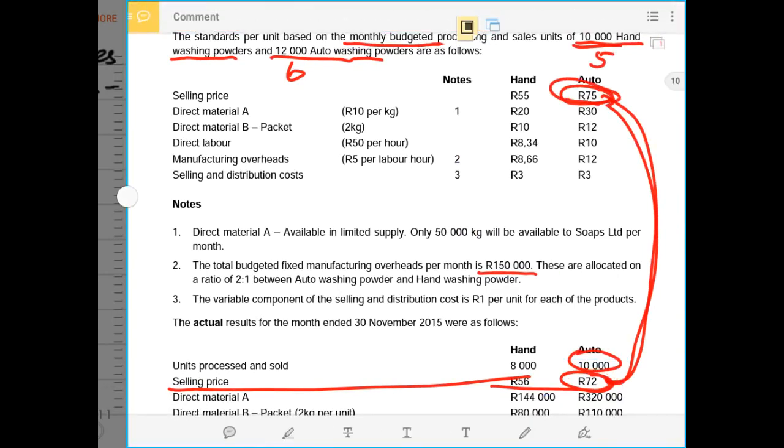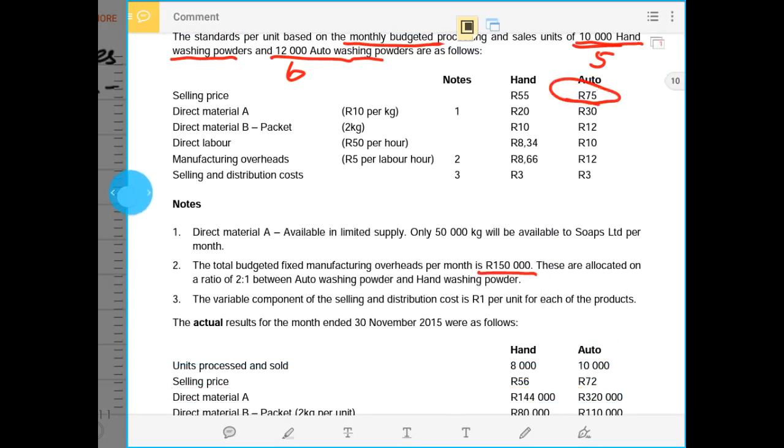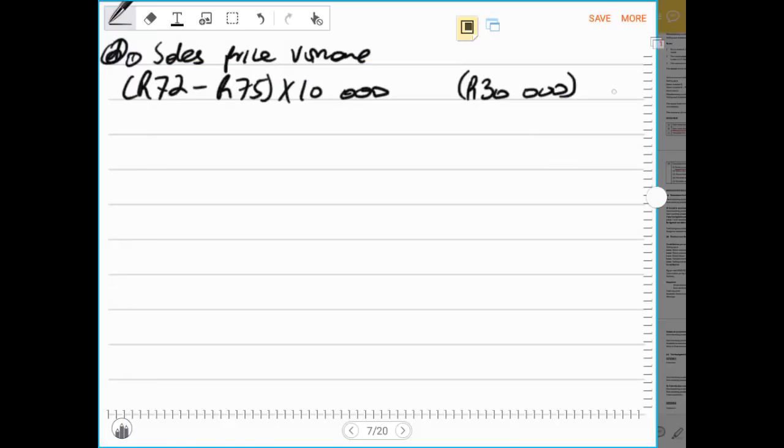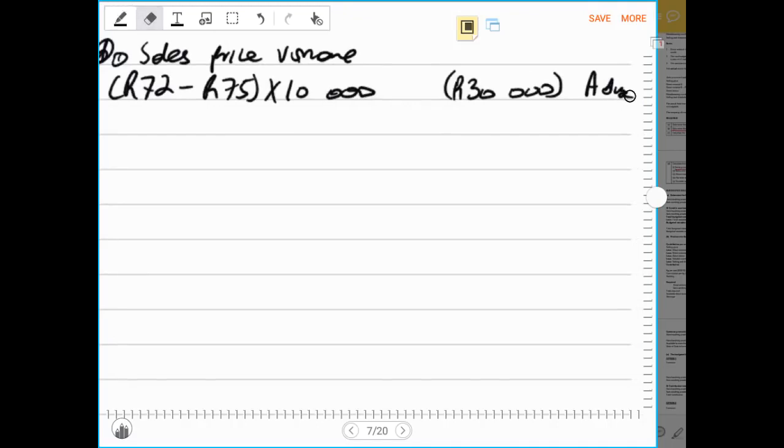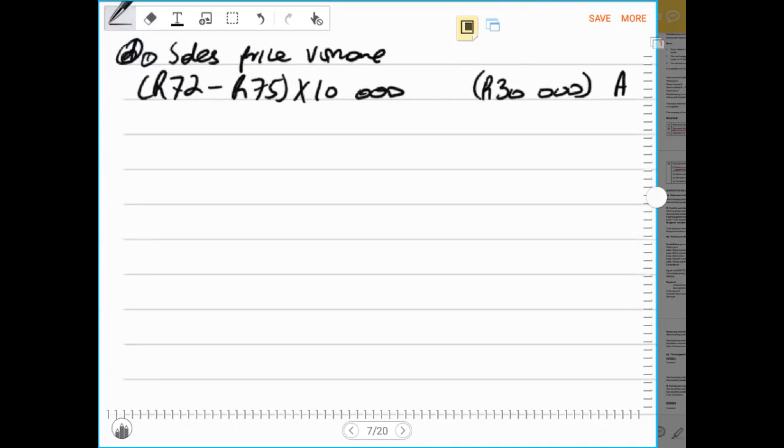So that is not good for the company. Hence the variance becomes unfavorable. And remember, the sign of the variance does not determine the meaning of either favorable or unfavorable. So this will be A, representing adverse variance. You can just say A for adverse.